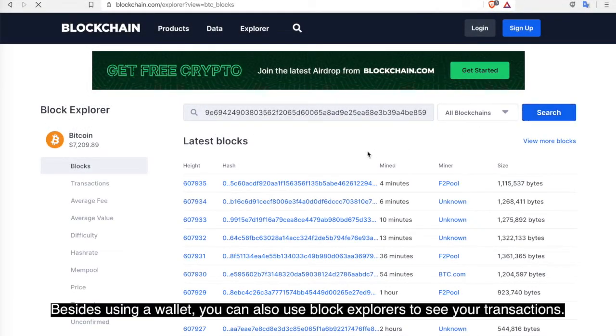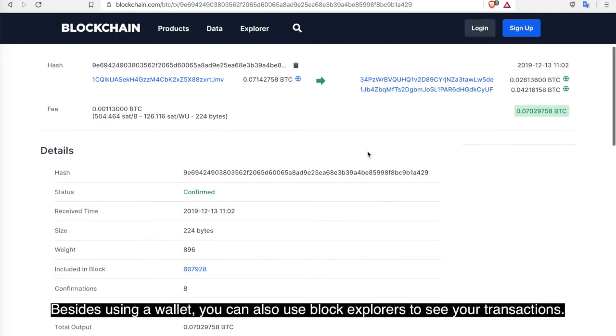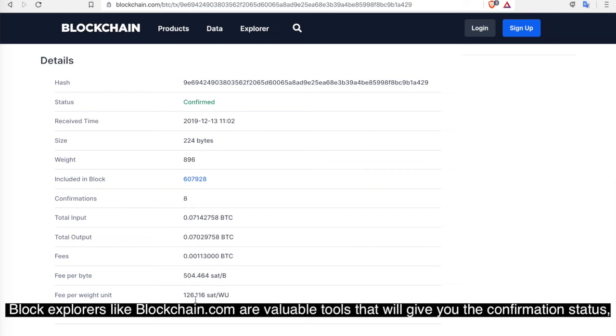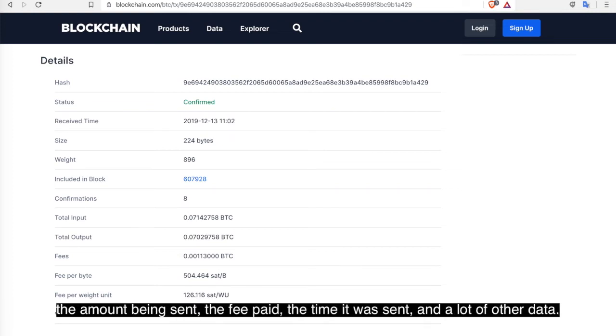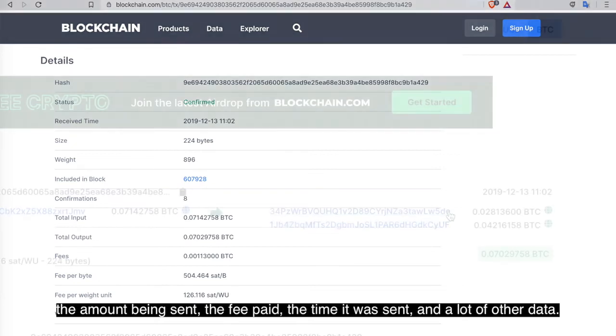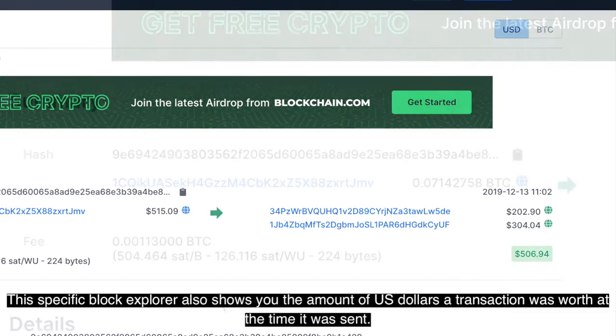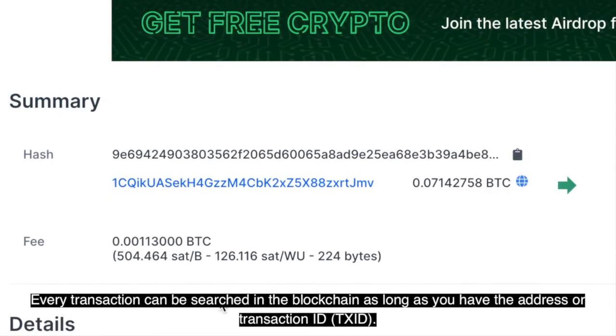Besides using a wallet, you can also use block explorers to see your transactions. Block explorers like blockchain.com are valuable tools that will give you the confirmation status, the amount being sent, the fees paid, the time it was sent, and a lot of other data. This specific block explorer also shows you the amount of US dollars a transaction was worth at the time it was sent. Every transaction can be searched in the blockchain as long as you have an address or transaction ID.